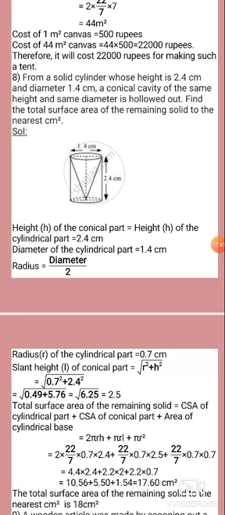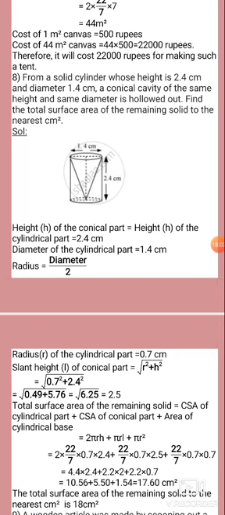Now the total surface area of the remaining solid is equal to CSA of the cylindrical part plus CSA of the conical part plus area of the cylindrical base. Once more listen, CSA of the cylindrical part plus CSA of the conical part plus area of the cylindrical base. Okay, now 2 pi rh is CSA of the cylindrical part, plus CSA of the conical part pi rl, plus area of the cylindrical base.